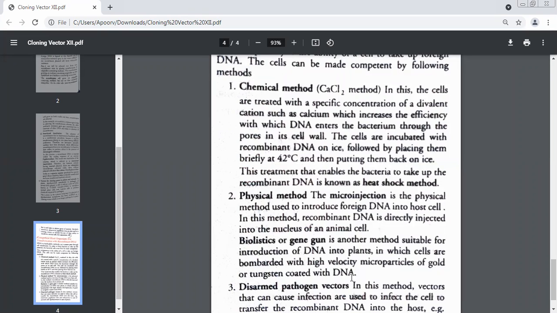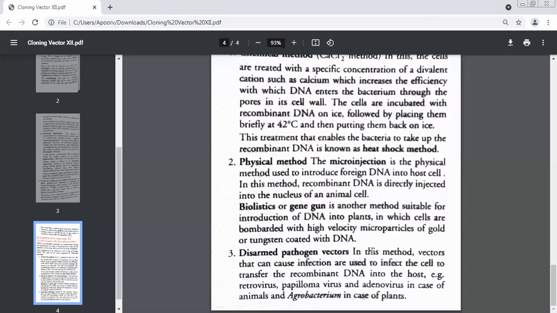Yes, beta. Is it okay? What is this method called? Gene gun method.